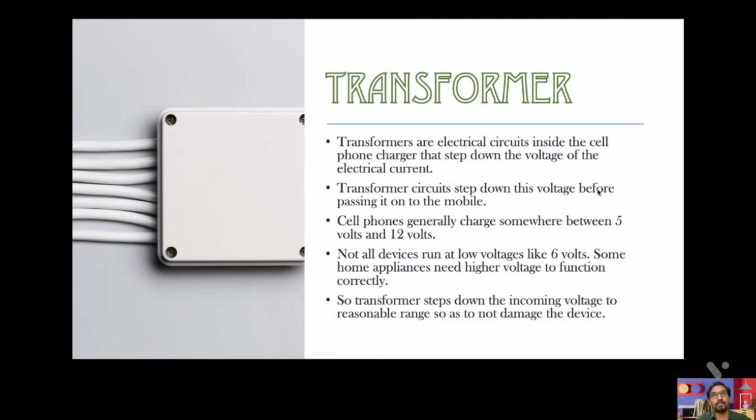The line voltage that comes into our homes is about 220 volts, but the cell phone charger needs only 5 to 12 volts to function properly. If we exceed it by this amount, it can damage the charger and in turn our mobile phones. So as to not damage a mobile phone, we use transformers to step down the voltage.